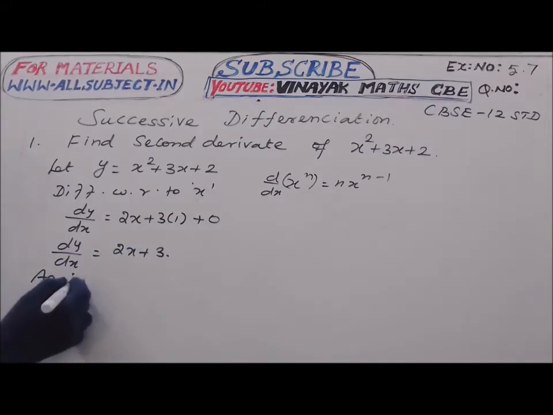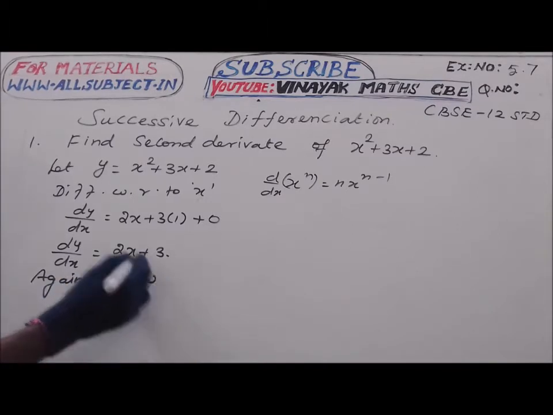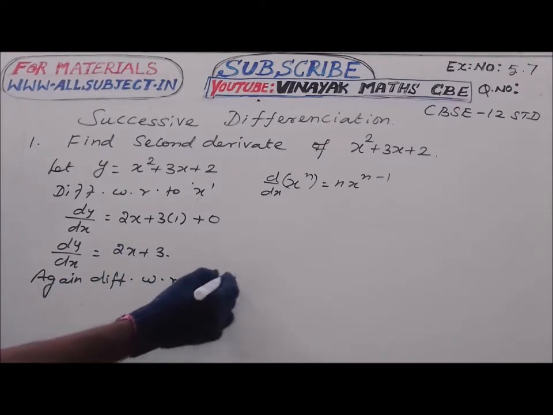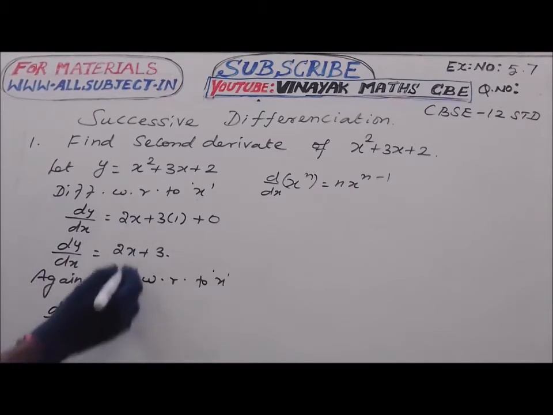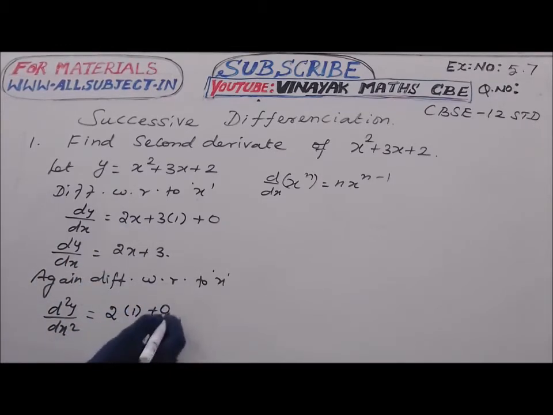Here again differentiating the result with respect to x. The derivative of dy by dx with respect to x is d square y by dx square, that means d by dx of dy by dx. Again differentiating the right side, 2 into the derivative of x is 1, and the constant is 0, that is equal to 2. Therefore the second derivative d square y by dx square is equal to 2. This is question number 1.